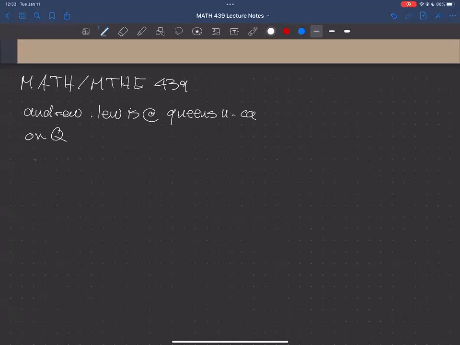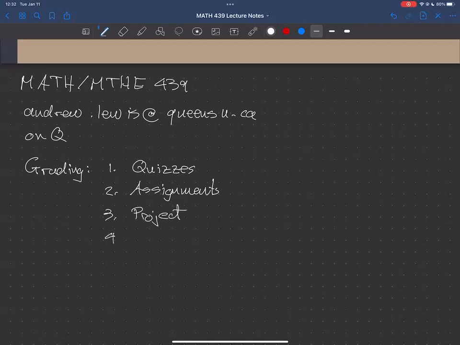So I will talk about grading a little bit. Grading has four components. There's quizzes, there's assignments, there's a project, and there's a final exam. Quizzes are worth 30, assignments are worth very little, 5, project is worth 10, and the exam is worth the rest.